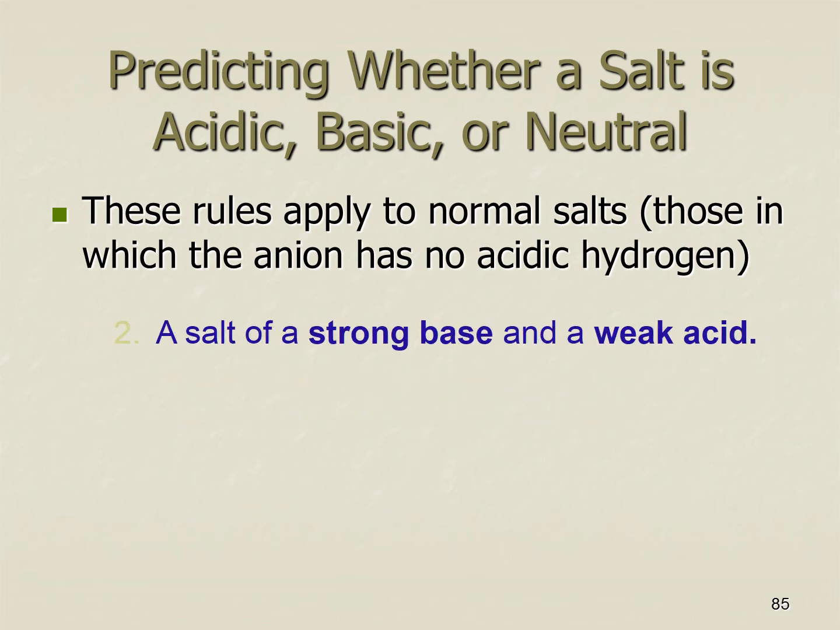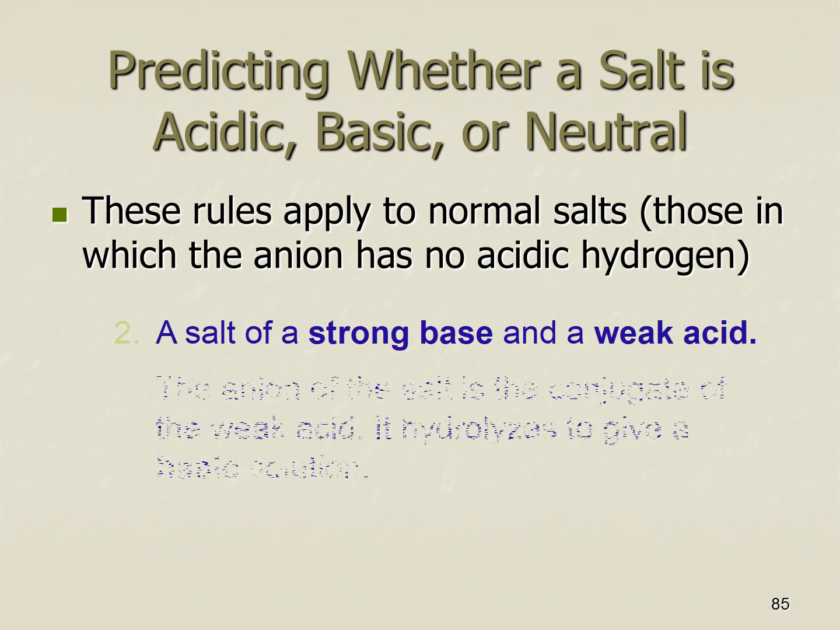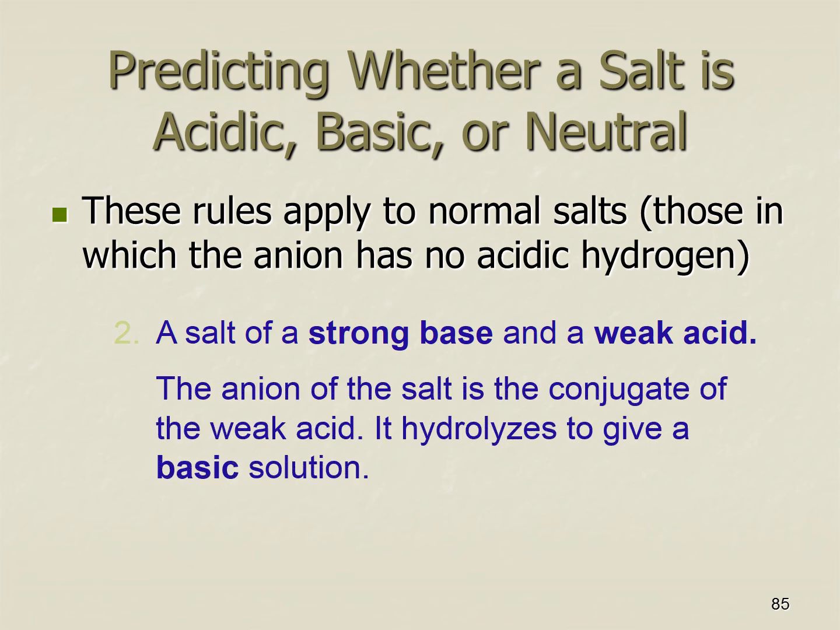A salt that has the positive ion from a strong base, Na plus, K plus, Li plus, Ca2 plus, Sr2 plus, Ba2 plus, and the negative ion from a weak acid will have a negative ion with some basic character, and so this salt will be a basic solution. An example of that would be NaCN, where the CN negative is the negative ion that comes from a weak acid.